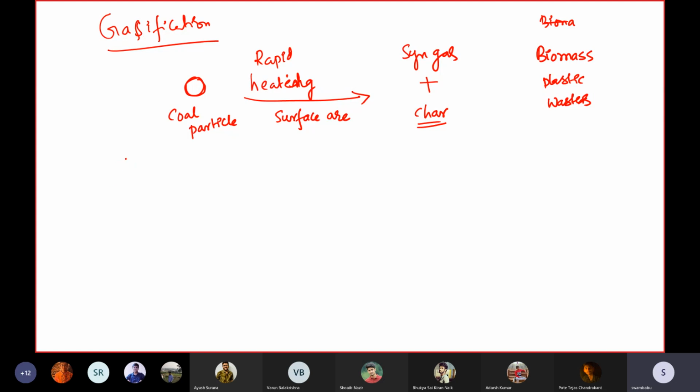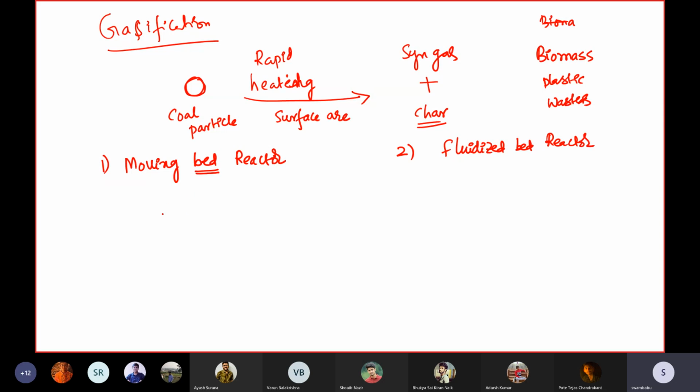So we have three different types of reactors. One is called the moving bed reactor. Another method is the fluidized bed reactor. The third one is called the entrained flow reactor. First let us see what the moving bed reactor looks like. The name suggests that the coal particles will move as a bed.